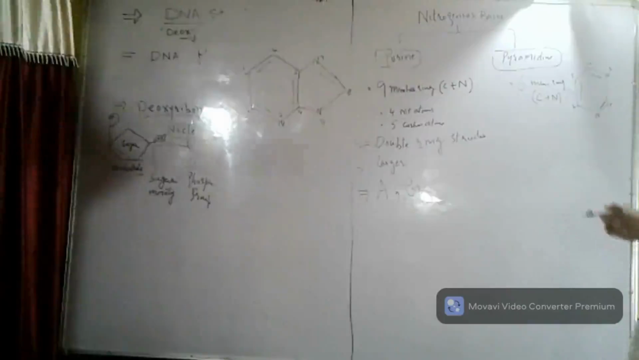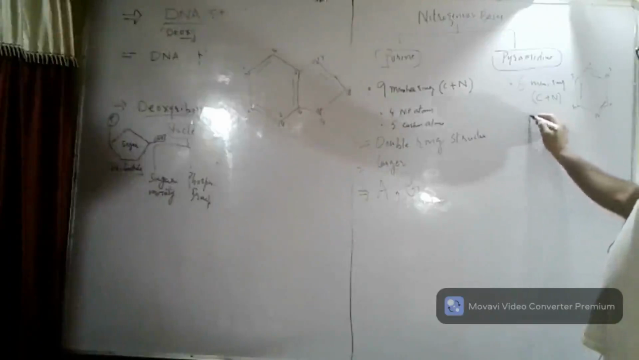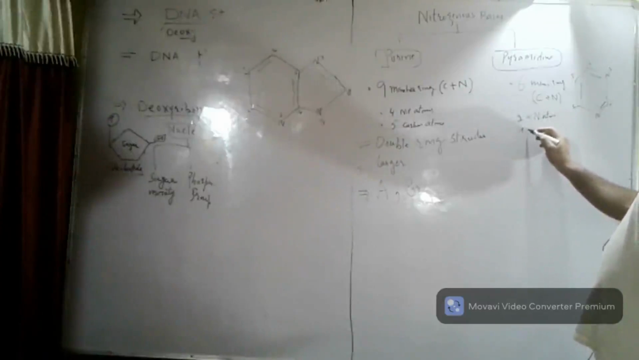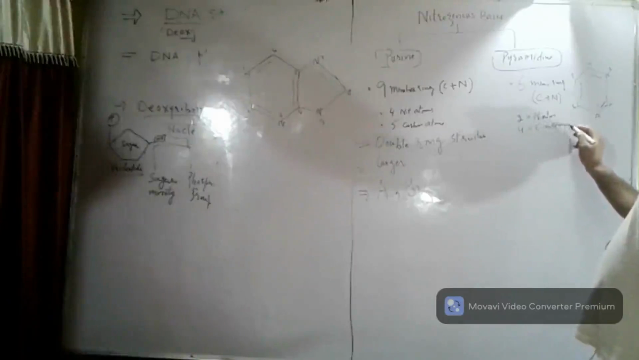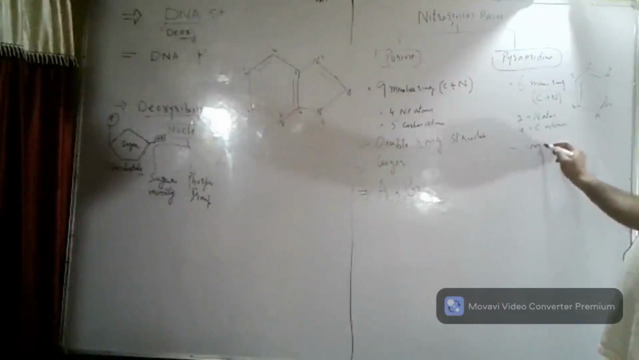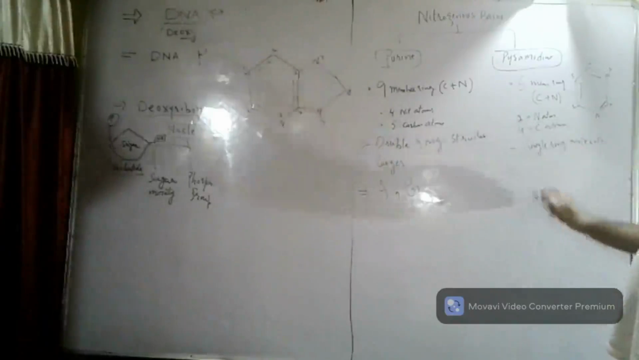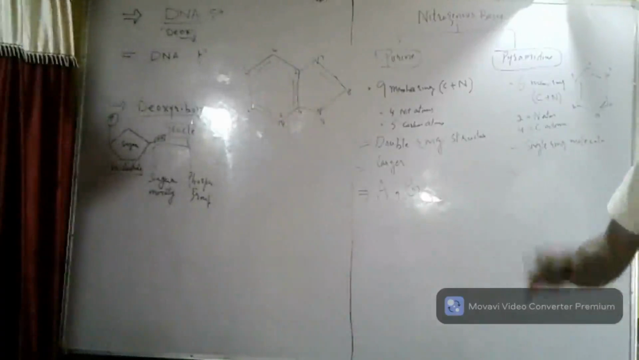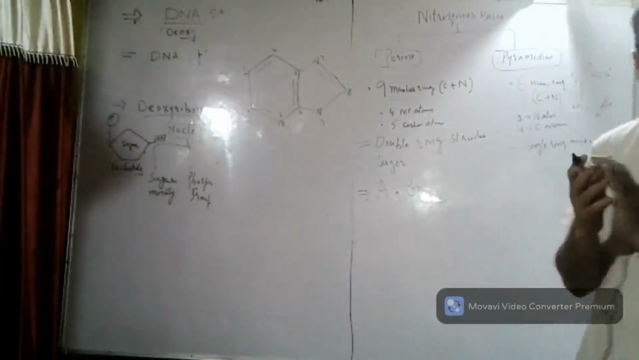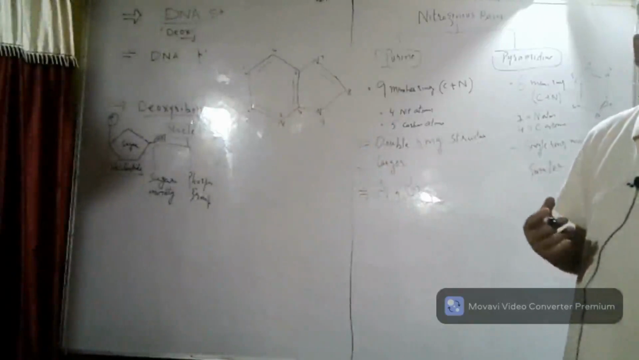It is a 6-member ring where we have 2 nitrogen atoms and 4 carbon atoms. Pyrimidine is a single ring molecule, and it is comparatively smaller as compared to the purines, because it is a single ring structure, whereas purines are double ring structure.